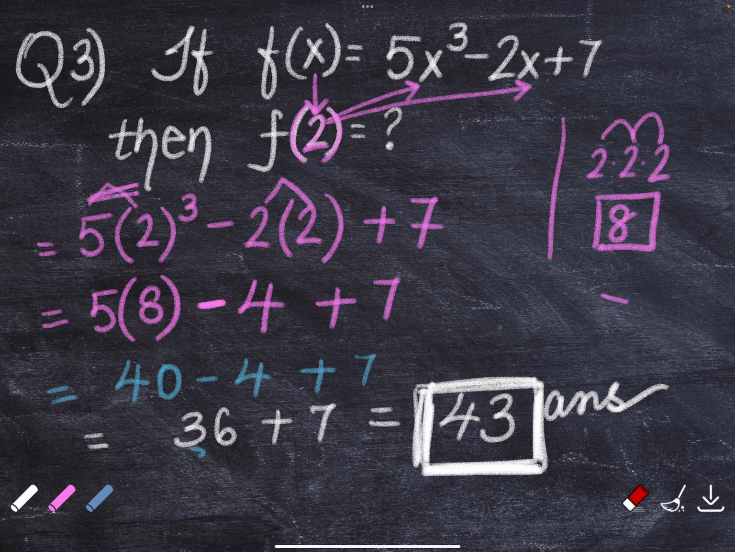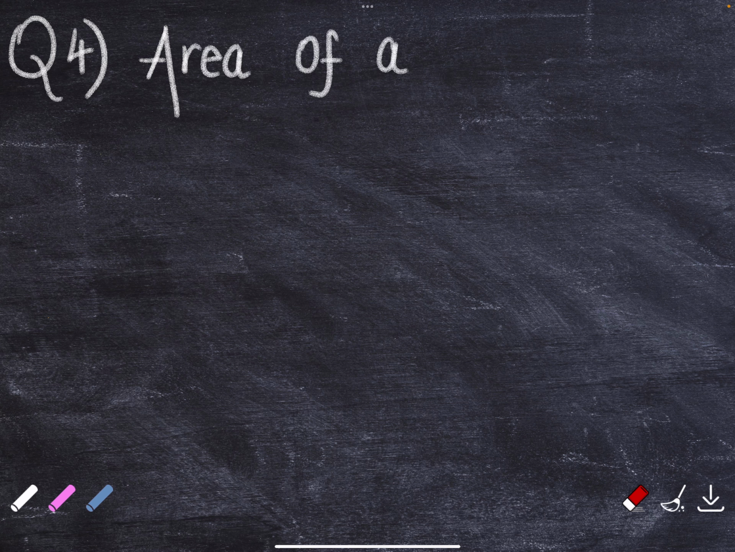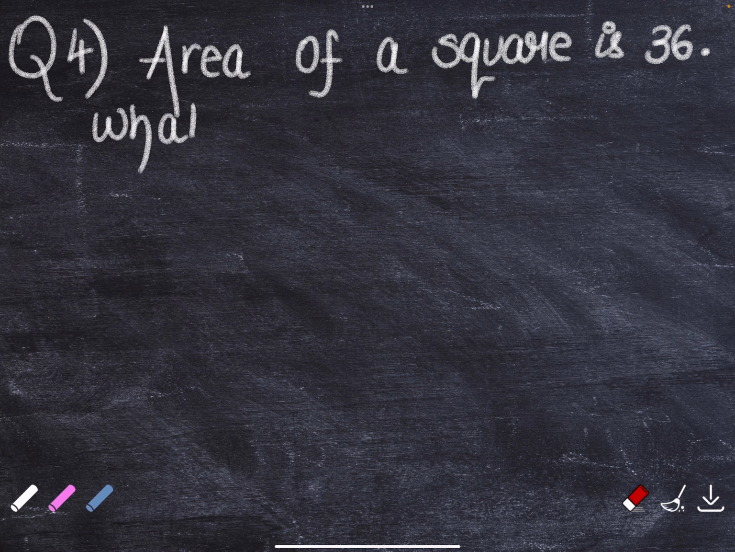All right, let's move on to the next question. Question number 4, ACT. The question number 4 is saying that the area of a square is 36 units squared, let us say. And then they are asking you to find the perimeter.